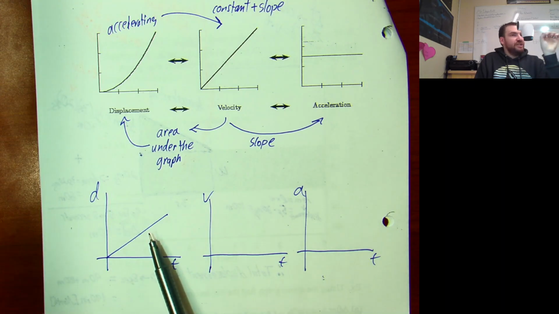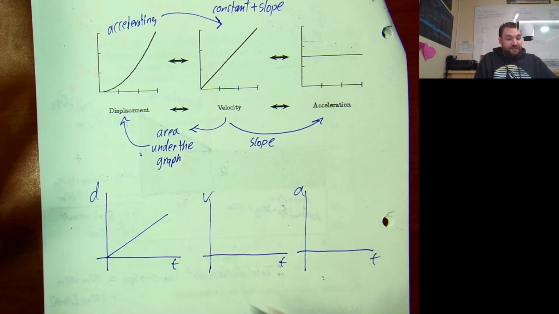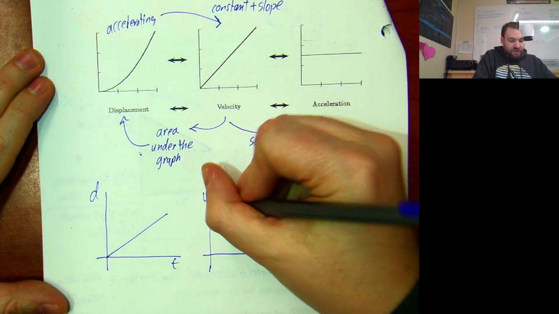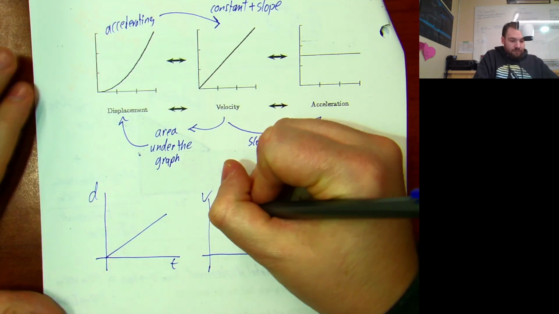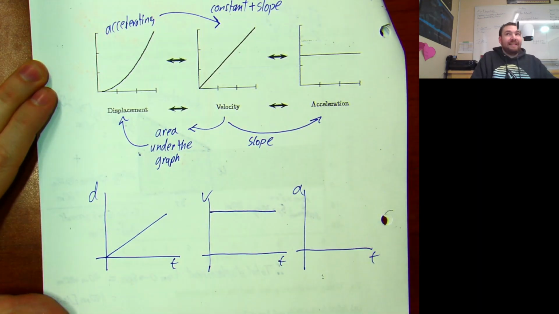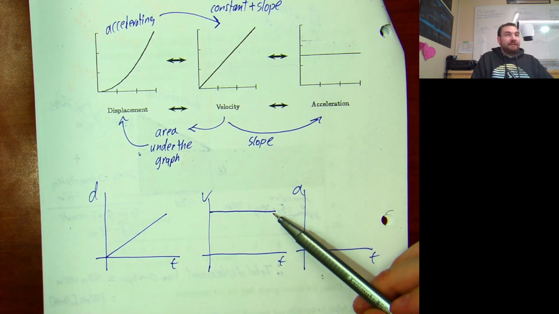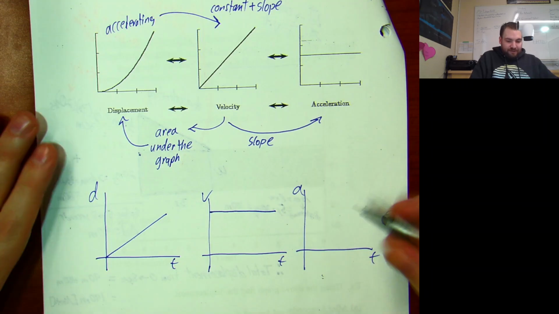If my position is changing constantly, that means what is constant? It means my velocity is constant. What does a constant velocity look like on a VT graph? A horizontal, because this line's straight. Straight, flat line. Which means, what's my acceleration here? You're right, Luis, it's constant, so it's going to look like this.